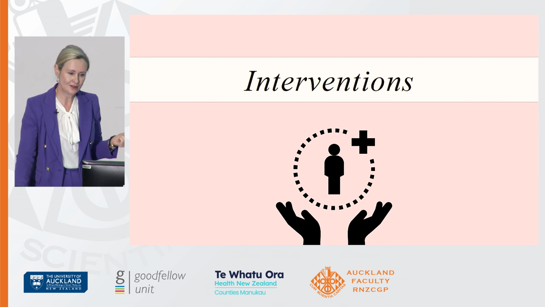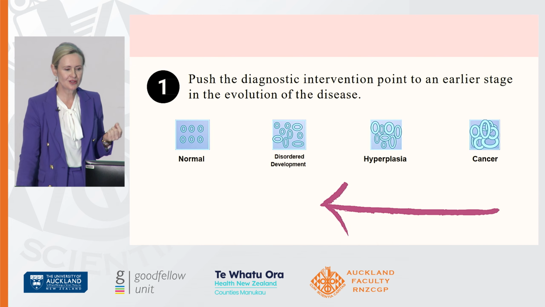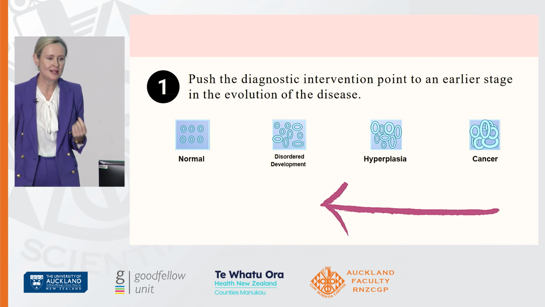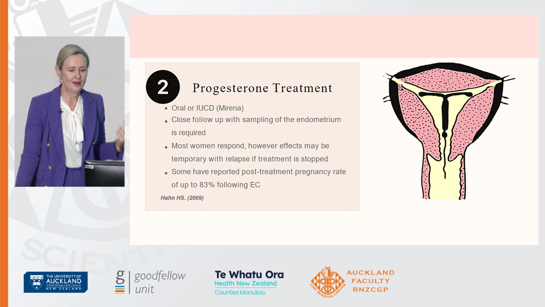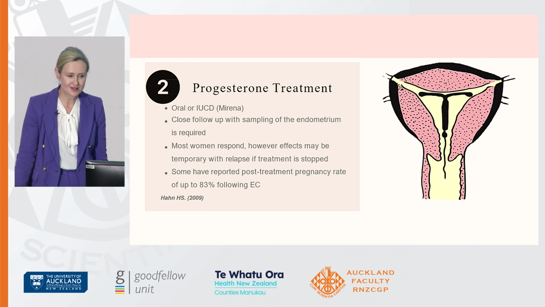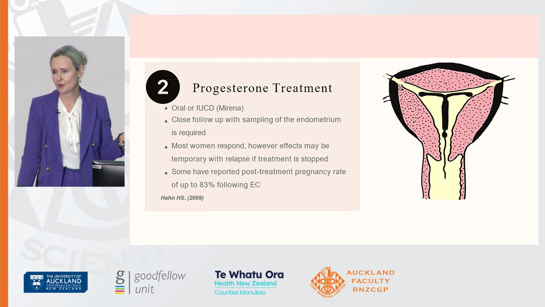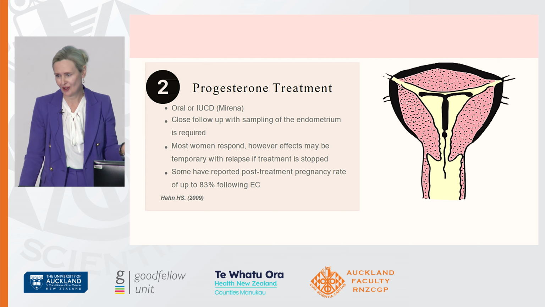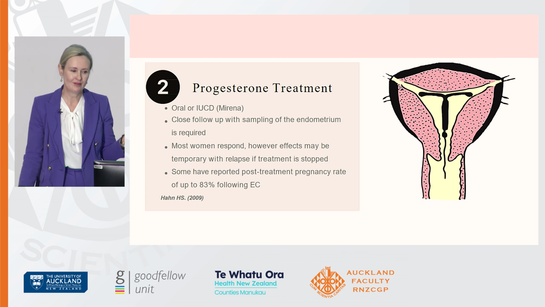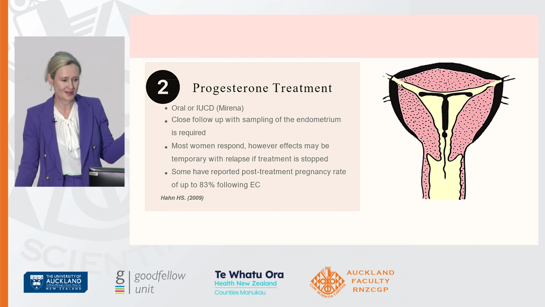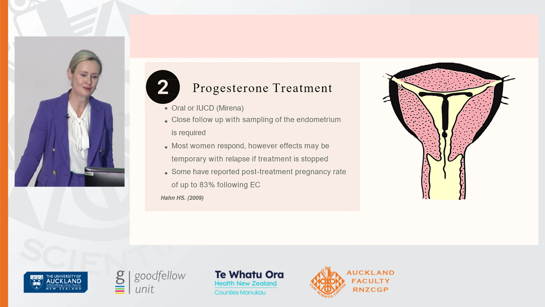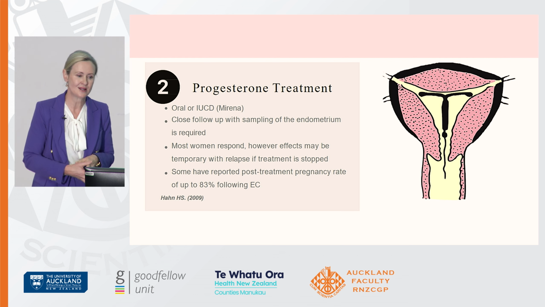So what can we do? We need to push the diagnostic intervention point to an earlier stage in the evolution of disease to prevent endometrial cancer and prevent pre-cancer. And the mainstay of that is progesterone treatment, because in premenopausal women, the high estrogen prevents ovulation, so you don't get the luteal production of progesterone. So they are essentially having unopposed estrogen, which we all know from being taught about HRT is not particularly good for endometrial health and causes endometrial cancer, but these women are doing it naturally themselves.